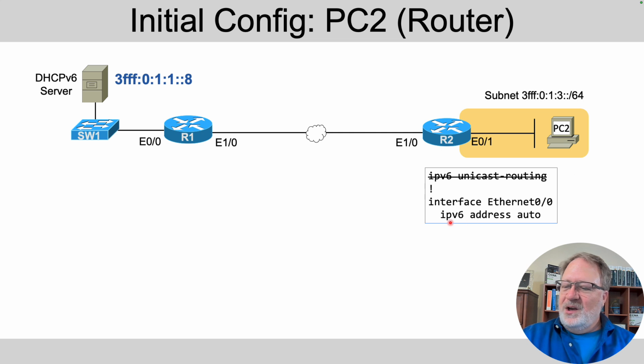E00 here. We've got this command, IPv6 address auto, which is the way you configure an interface on a router to say, use SLAAC to create your routable address. So that's PC2's direction, use SLAAC, and that's what we want to happen in this case.